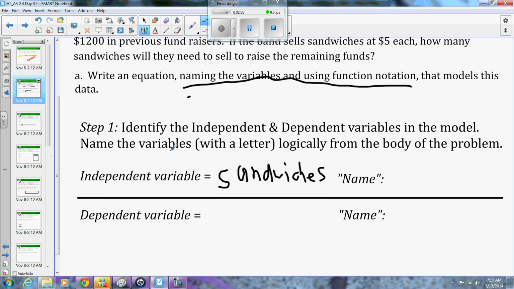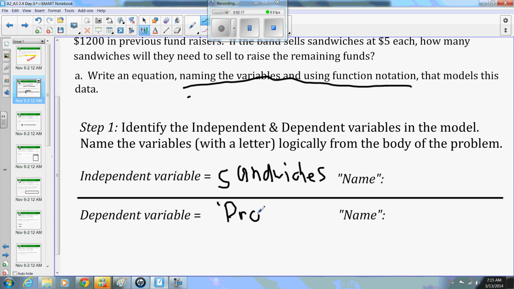And then also for the dependent variable, what could that be? Well, I think that that's the profit. The amount of profit depends on how many sandwiches we sell. Profit is how much money you're making when you are selling something, okay?